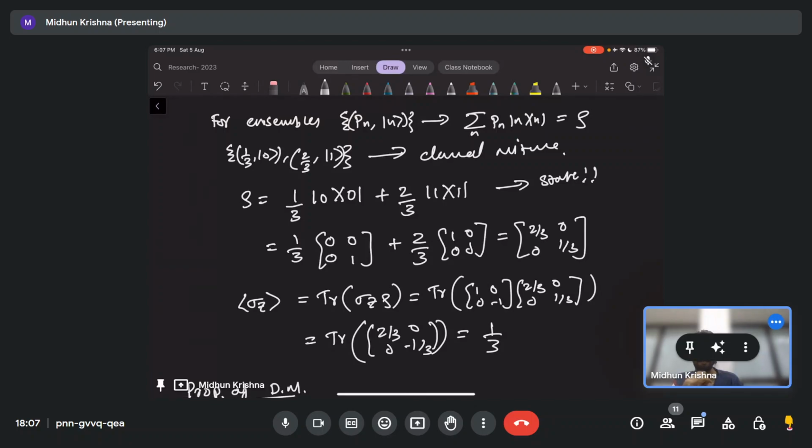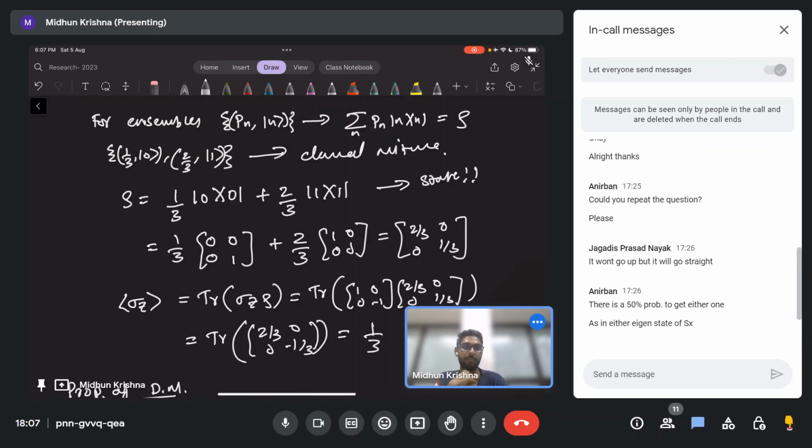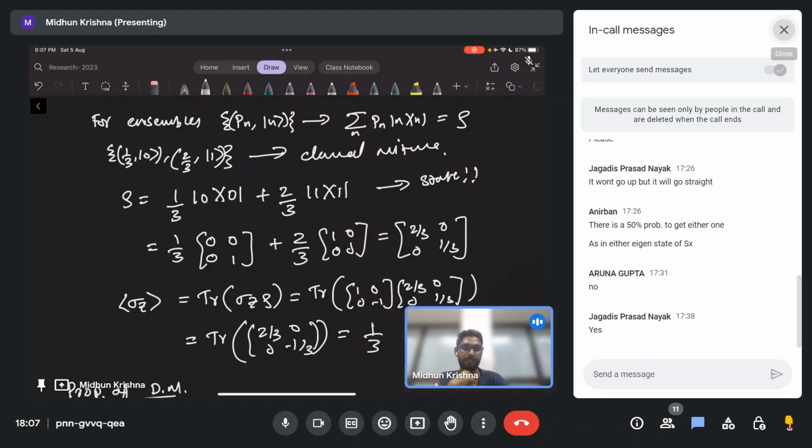Okay? Does anyone have any questions now? Someone had a question about density matrix in the beginning, right? Is that cleared, or do you still have the question?